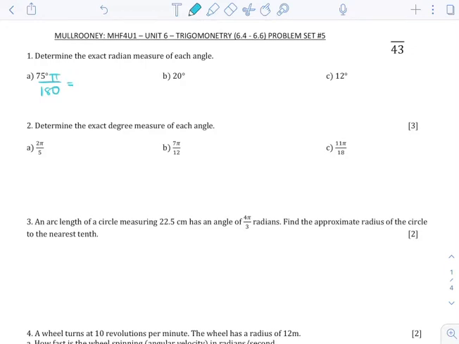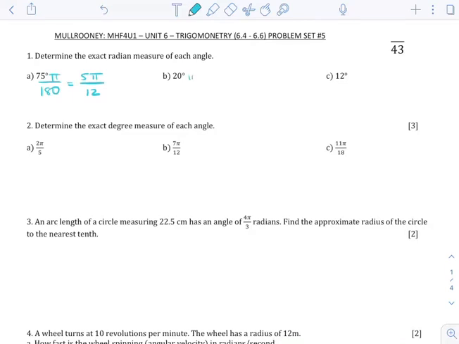Well, 15 goes into 75 5 times. 15 goes into 180 12 times. So 5 pi over 12 can't be reduced anymore. If it asked for an approximate measure, we would evaluate pi at 3.14 and multiply by 5 and divide by 12. But here it wants the exact measure. So keep in mind, pi has an unlimited amount of decimals. So we leave it as pi, so it includes all those decimals when it's written like that.